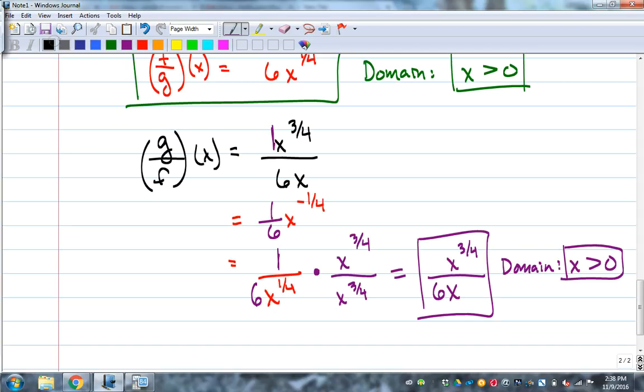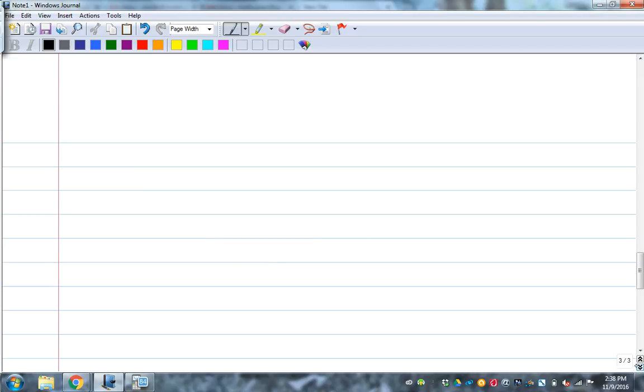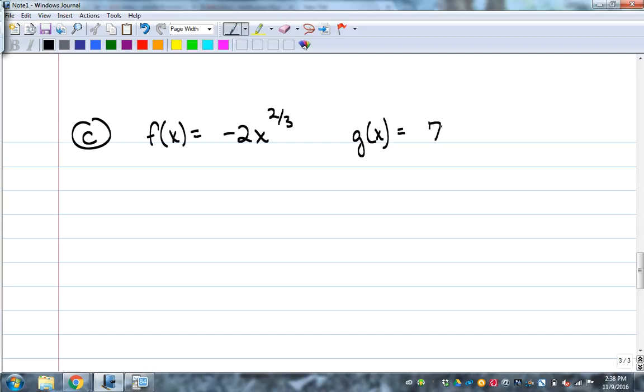Let's try another one. Let's get one that's got two functions that are like what we've done the last couple of days. f of x is equal to negative 2x to the 2/3, and then g of x is 7x to the 2/3. Now this one, again, you want to think, what's the domain of each one of those before you start? It's not going to be one of the questions. It's just going to be what you need to help you as you go.